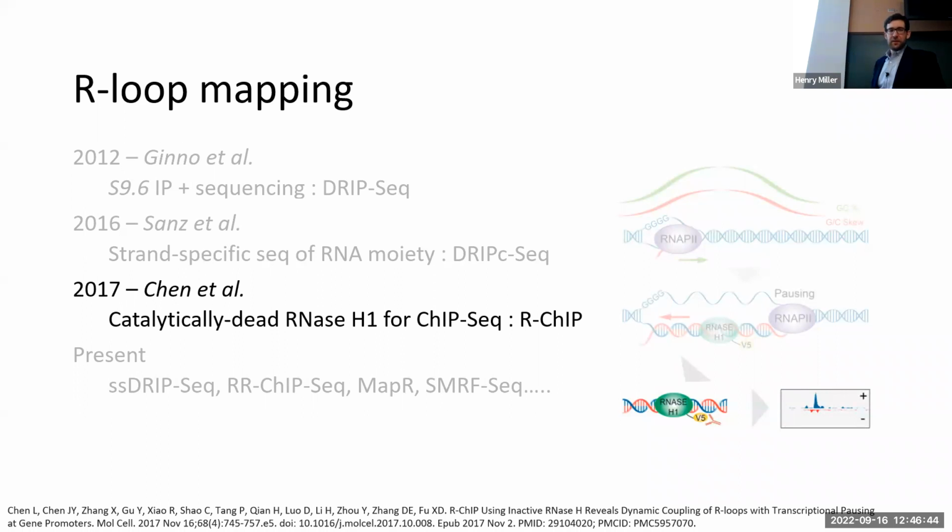Very basically, while DRIP sequencing is an ex vivo approach where the genomic DNA has already been extracted, with R-ChIP, the R loop sensor, the dead RNase H, is being applied in vivo. So it's being applied in the native chromatin environment of the cells. And thus we expect that these sort of approaches will produce somewhat different results to some extent from DRIP sequencing and the other S9.6 approaches.